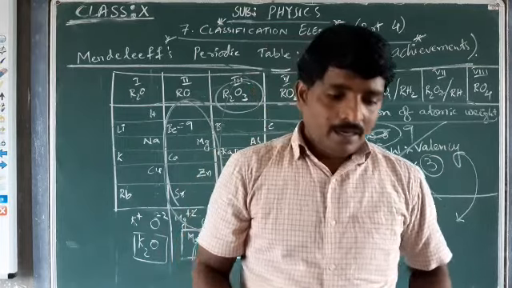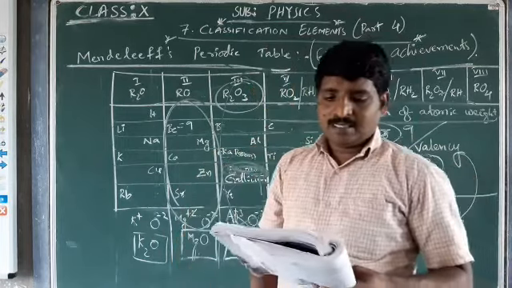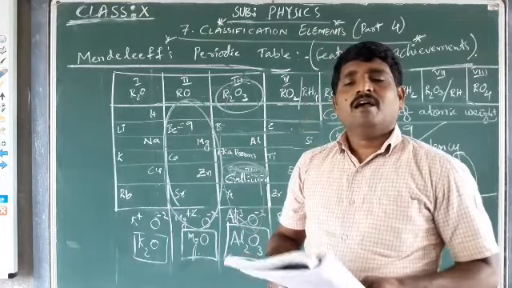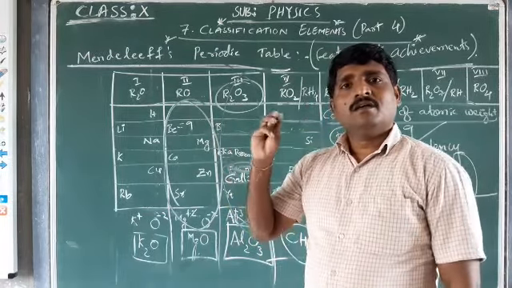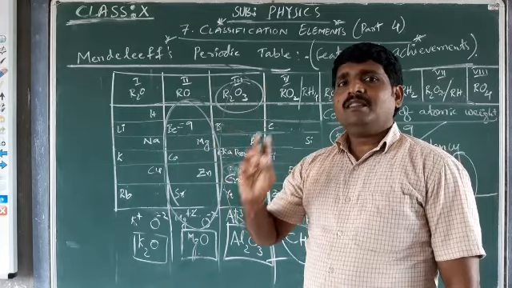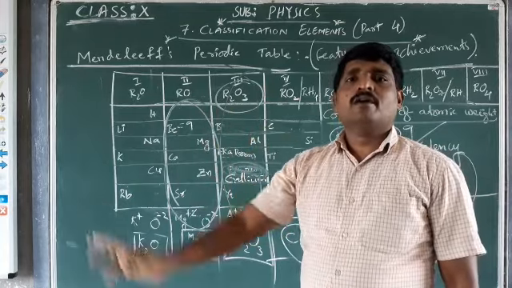Okay, the next one, the fifth one, is anomalous series. Anomalous series is, according to Mendeleev, all the elements should be arranged in the proper order.